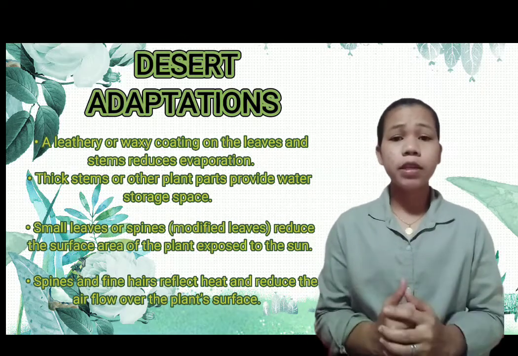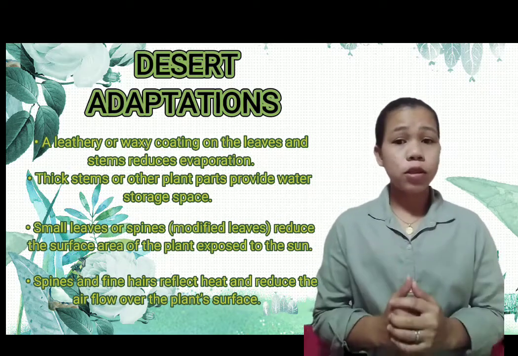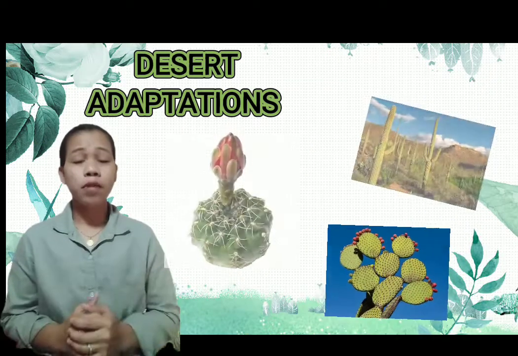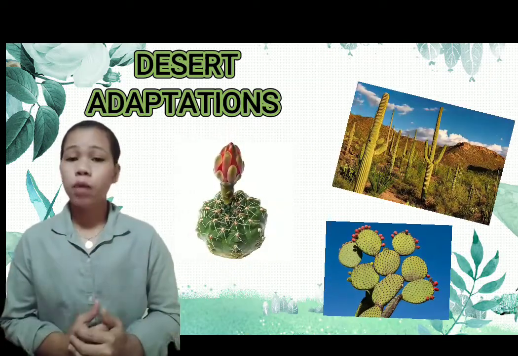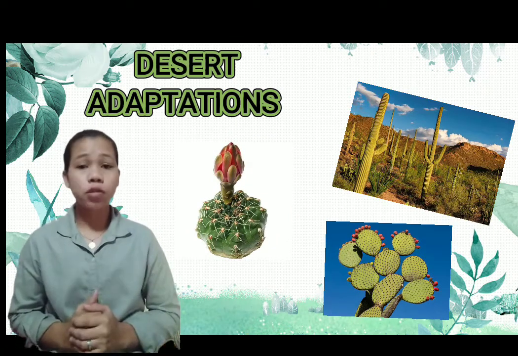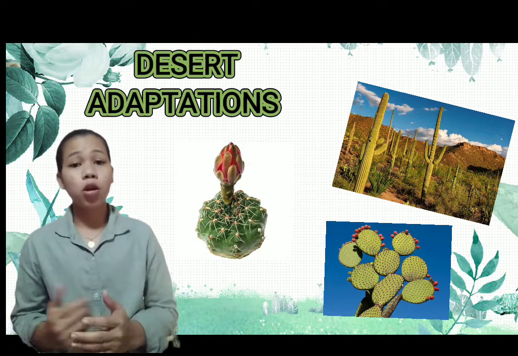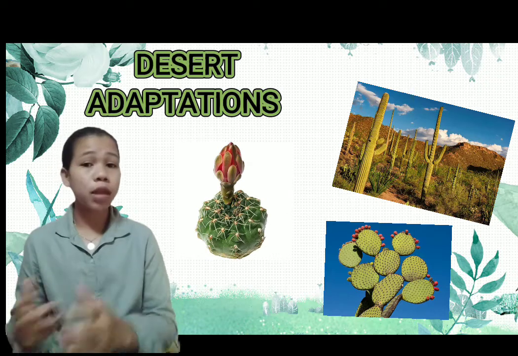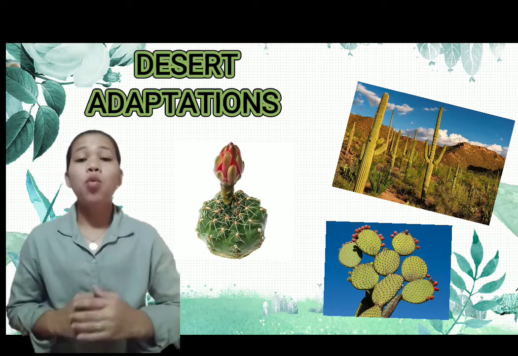Spines and fine hairs reflect heat and reduce the airflow over the plant's surface. These are some examples of plants that survive in the desert. Some plants have horizontal root systems just below the surface. Some plants have long taproots that can be 7 to 10 meters deep to reach groundwater.